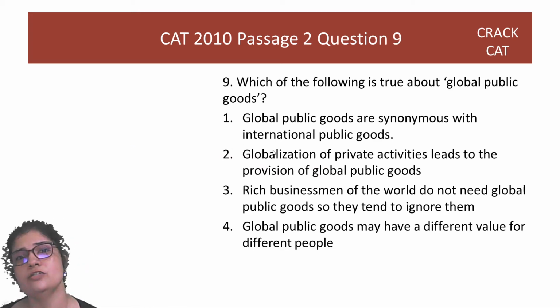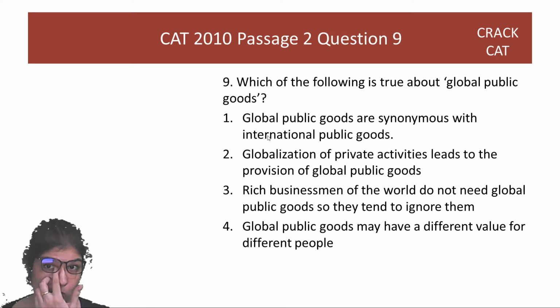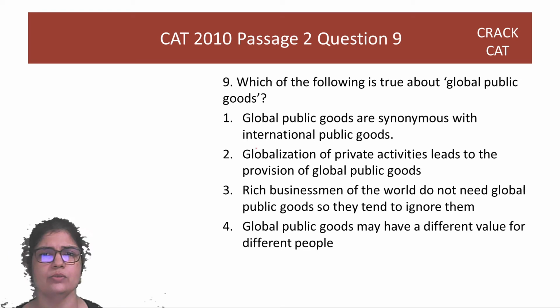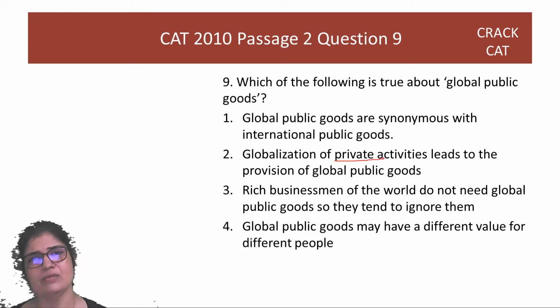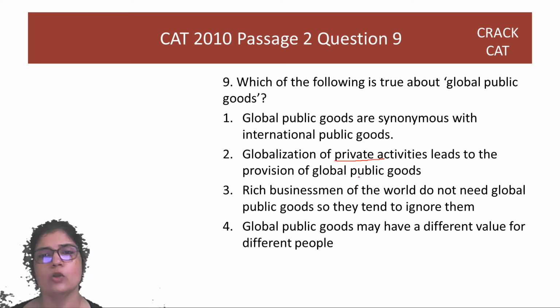Which of the following is true about global public goods? Global public goods are synonymous with international public goods. Almost, perhaps, I don't know. Let's keep it right now. Okay, you want something true. Globalization of private activities, no, right? Private activities will remain private. It is national public goods that work across countries that become global public goods. So this is not true.